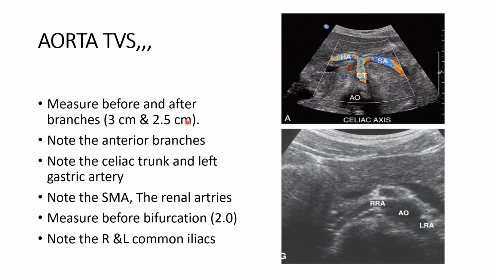In this sonogram, we can see the celiac trunk, which gives out the hepatic artery and splenic artery. In this image, you can see the aorta giving out the right renal artery and the left renal artery. This hyperechogenic walled structure is the superior mesenteric artery. For these other structures, we shall see as we continue.